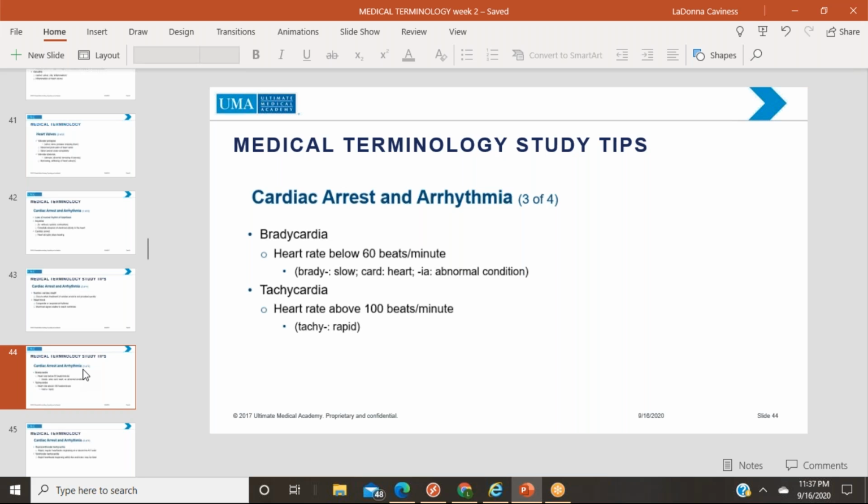Bradycardia, heart rate below 60 beats a minute. Brady means slow, card means heart, IA is abnormal condition. Tachycardia is heart rate above 100 beats a minute. Tachy means rapid.